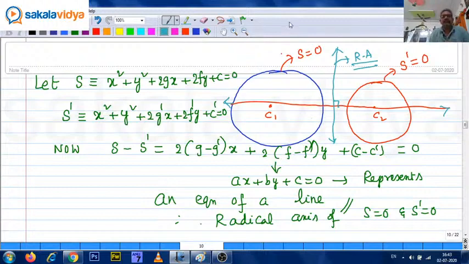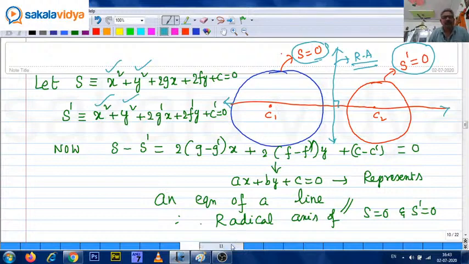Very simple. First you need to check S equals 0 must be in standard form. Standard form means x square and y square coefficients must be unity. S dash equals 0 must also be in standard form. Then subtract one equation from the other equation and equate it to 0, so that we get the equation of the radical axis. Understood now?